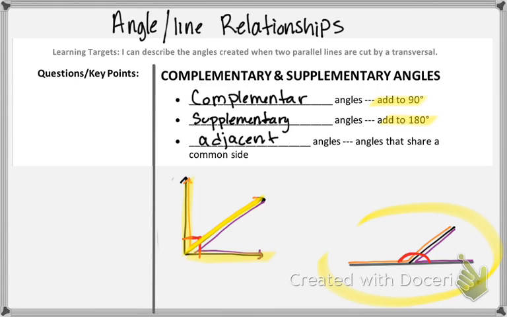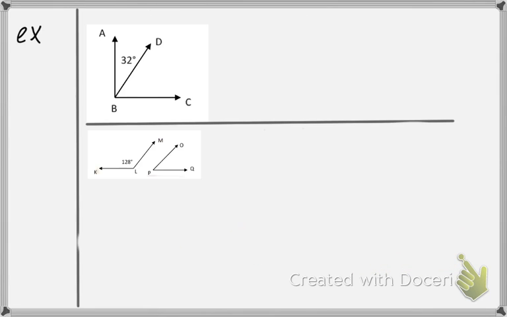The complementary angle, sorry, the supplementary angles, we can see that this angle and this angle share this common side, so that means that they are adjacent angles because they share a side. Okay. So let's do two examples. Actually, we're going to do four. We're going to do two right now.